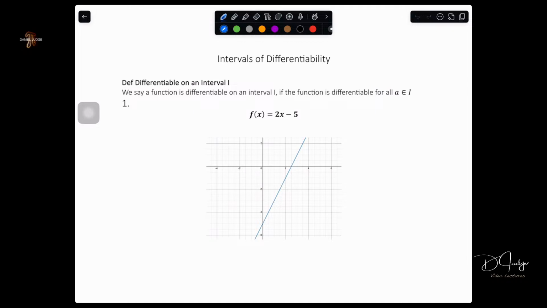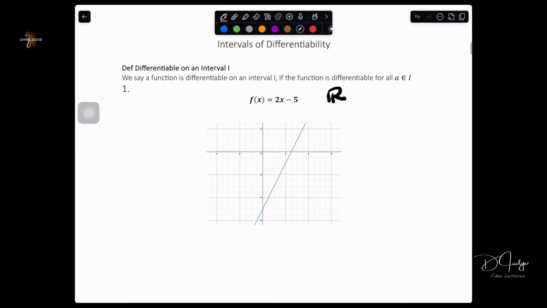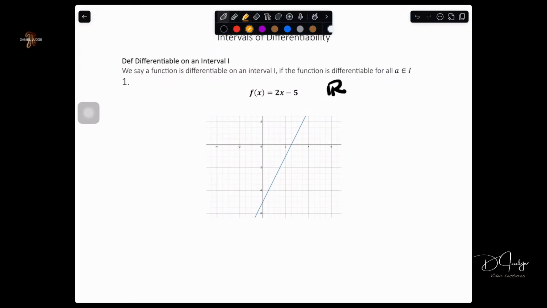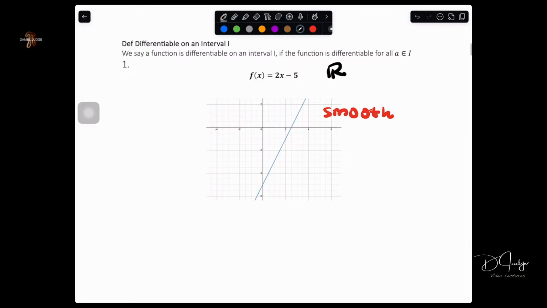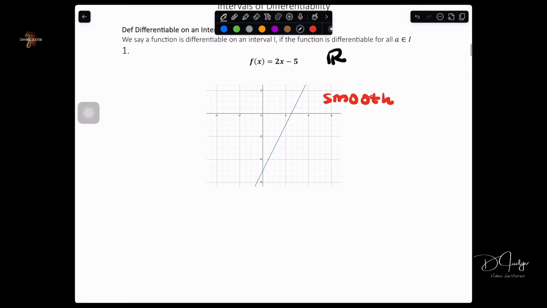And this is a linear function that's defined over all real numbers. And so what we see here is a nice smooth curve to some degree. Linear functions, like all polynomials, are differentiable where they're defined. And if it's all real numbers, well, they're defined and they're smooth for all real numbers. So this is differentiable for all real numbers. And how we describe real numbers is from negative infinity to infinity.